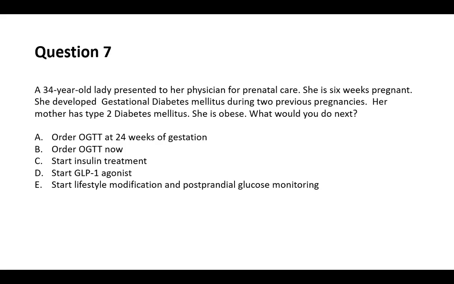A 34-year-old lady presented to a physician for prenatal care. She's 6 weeks pregnant. She developed gestational diabetes mellitus during 2 previous pregnancies. Her mother has type 2 diabetes mellitus. She's obese. What would you do next?